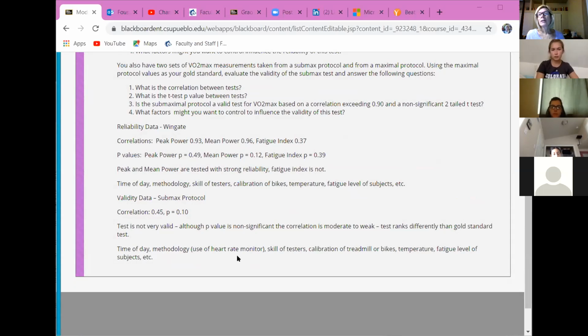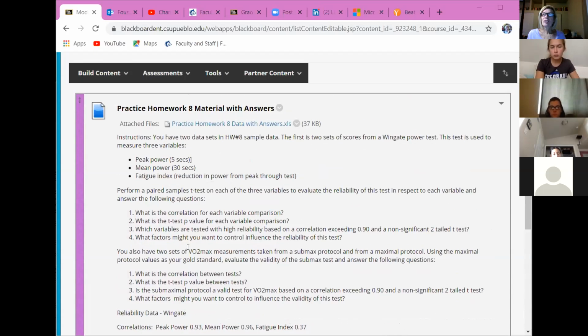Again, the same types of things. We could still have confounding variables that could have created error in this. So what was the methodology used? What was the skill? What was the calibration, temperature, fatigue level? There are all different kinds of variables that could enter in and cause error in our outcomes. Questions about that? Okay, so this is just a different way to use those inferential tests, the correlation and the t-tests.